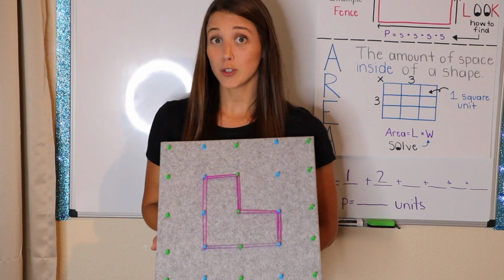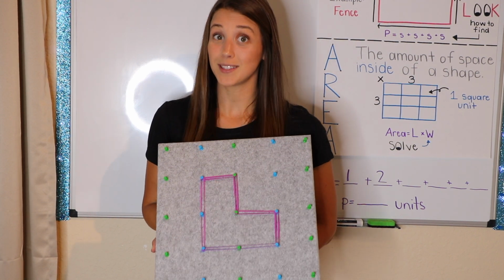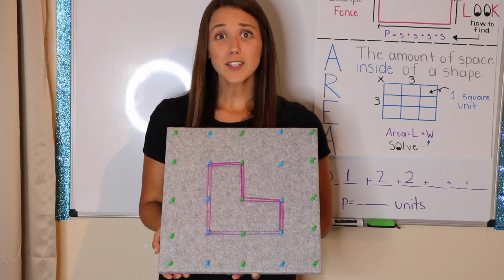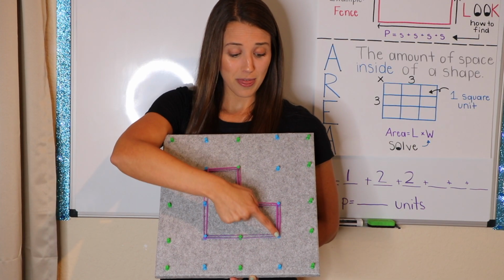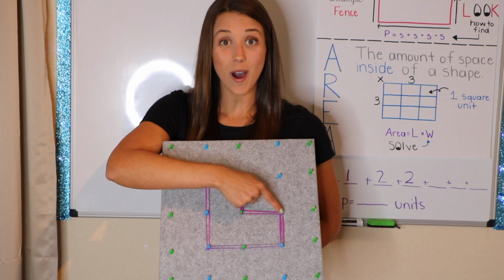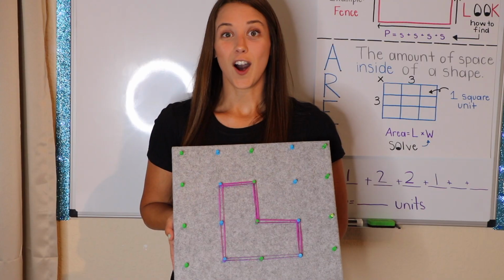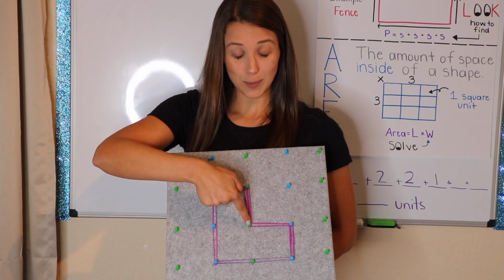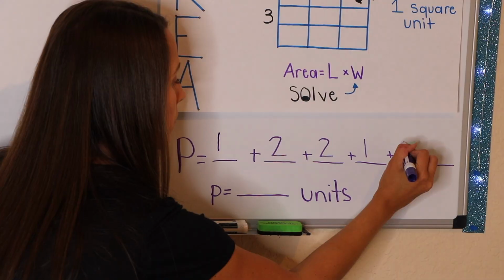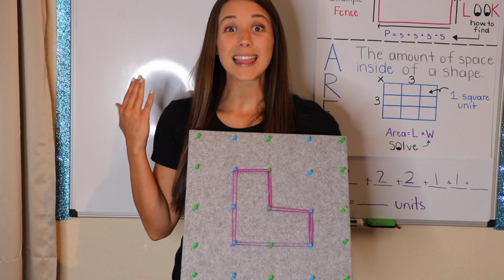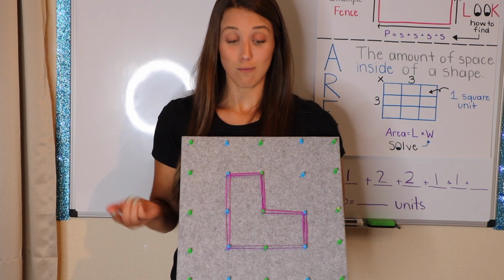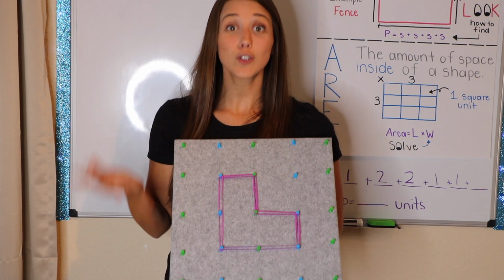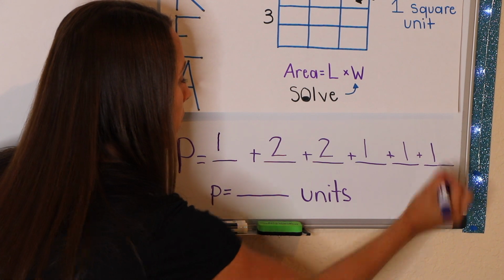If you know what we're supposed to do next, and your thought is, let's plug it in, air high five, you're smart. All right, let's look at my fourth side. From this point to this point is 1 unit. Let's plug it in. All right, we are looking at my fifth side. From this point to this point is another 1 unit. So let's plug it in. All right, we're looking at my last side. So from this point to this point is 1 unit. So to finish up my equation, we have to plug it in.